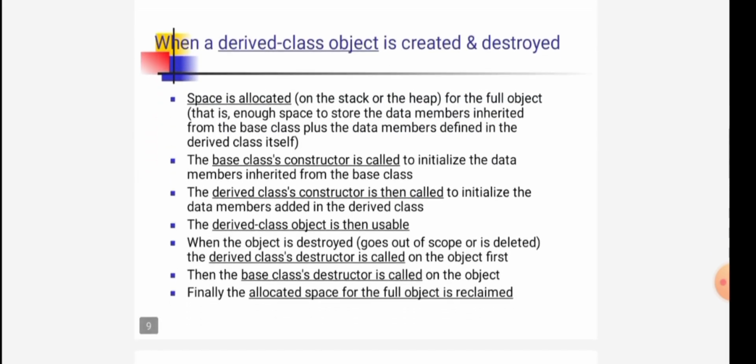When a derived class object is created, space is allocated for the full object. The base class constructor is called to initialize the data members inherited from the base class. The derived class constructor is then called to initialize the data members added in the derived class. The derived class object is then usable. When the object is destroyed, the derived class destructor is called on the object first. Then the base class destructor is called on the object. Finally, the allocated space for the full object is reclaimed.